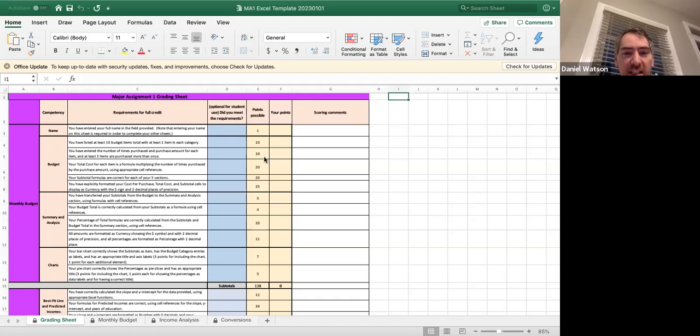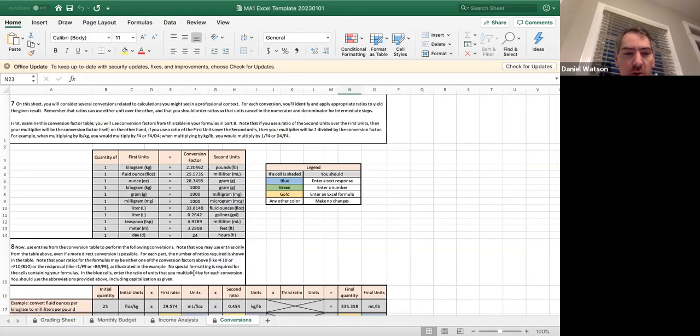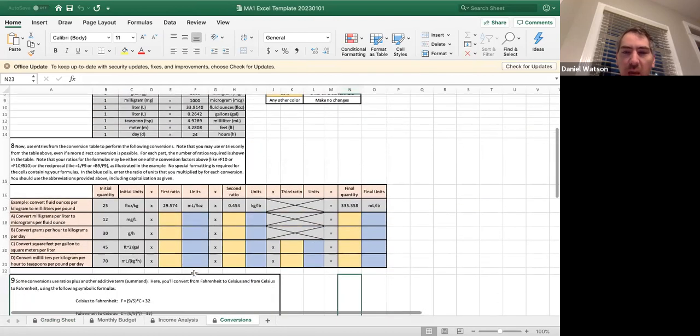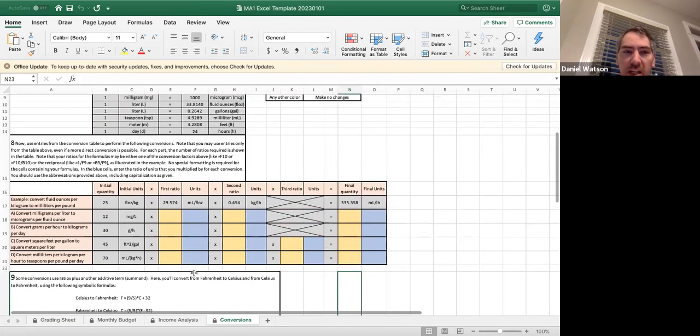This is Professor Watson again, and I want to do a follow-up video specifically on the conversions, because since my last video, we have updated the way the conversions look in section 8. The table is transposed. So in the original tutorial video that I have, my columns are now your rows, and my rows are now your columns.